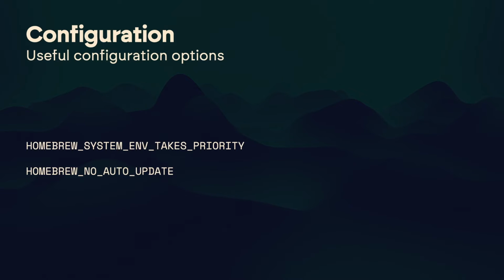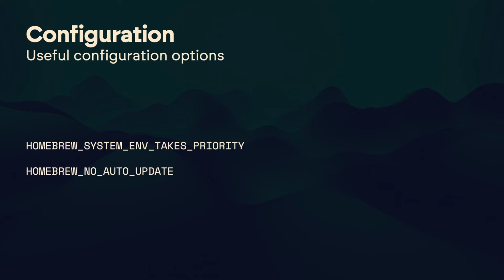That doesn't make sense in a managed situation. You don't want the end user being able to override your configuration settings. So this is probably the most important one for Workbrew users, is to be able to say Homebrew System env takes priority. What this means is that if Workbrew sets a configuration environment, it will always take priority over anything that the user does. What's interesting about this is if somehow the user manages to get a second instance of Homebrew installed on their system, that second instance of Homebrew will also respect these. Right? Every instance of Homebrew on the machine will respect these settings.